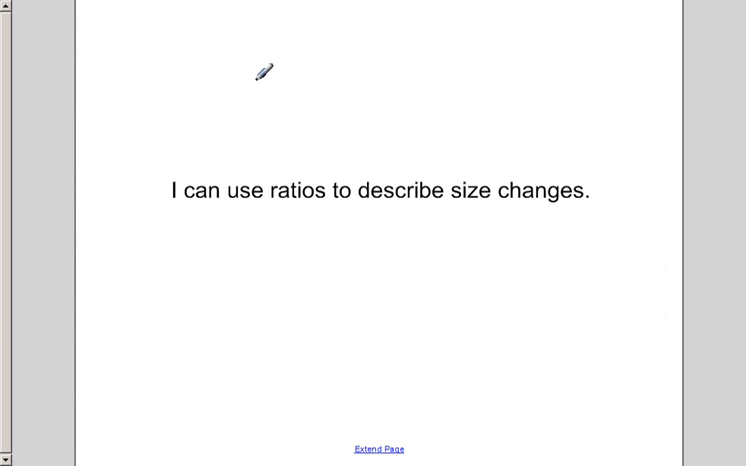All right, so now as you practice and work on the assessment and as you work through this section, hopefully you can say, I can use ratios to describe size changes. Good luck.